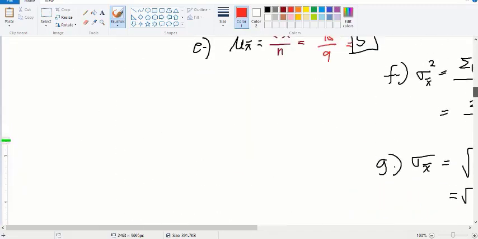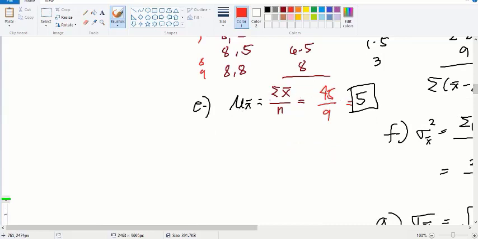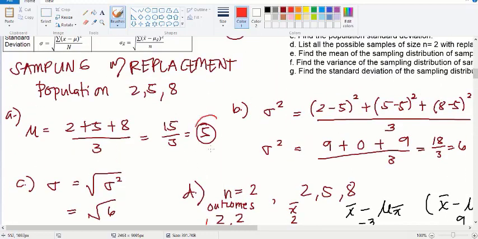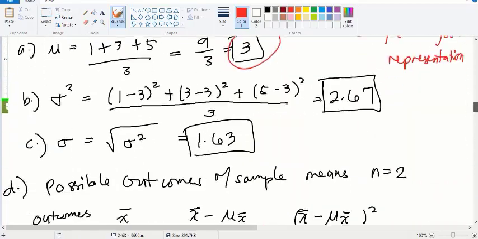Okay? Just to look at that again, ito naman, diba? Ang mean ng sample means is 5. Ang mean ng population is also 5. Okay, so that is another one thing.